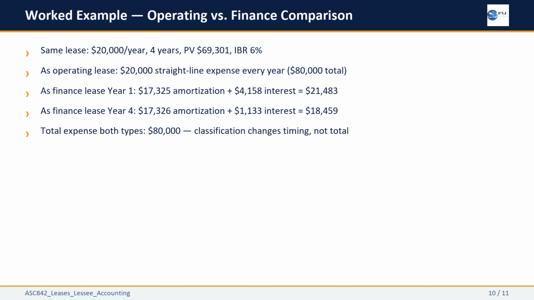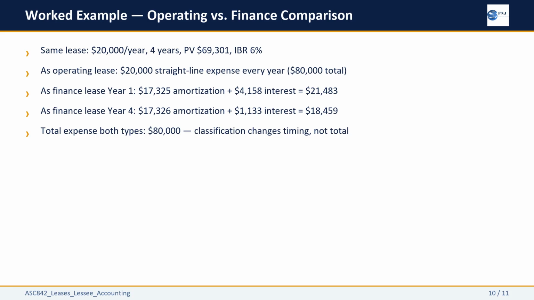This comparison makes the key point about classification concrete. The same 4-year lease, same payment schedule, same present value. As an operating lease, $20,000 every year, $80,000 total. As a finance lease, $21,483 in year 1, declining to $18,459 in year 4, but still $80,000 total.